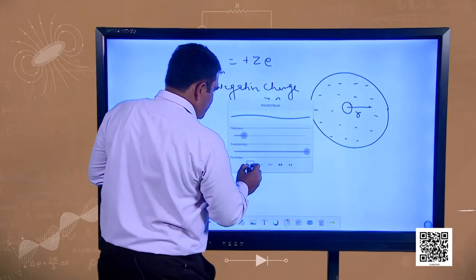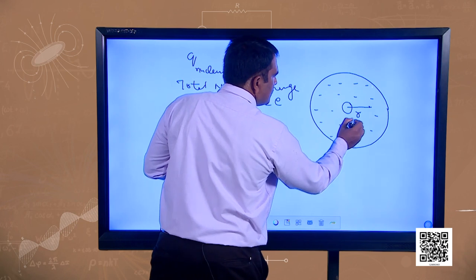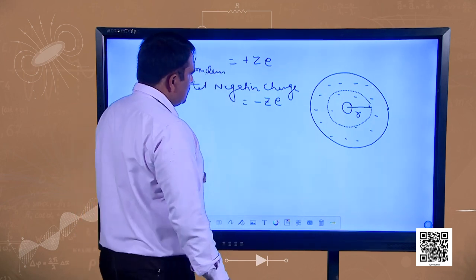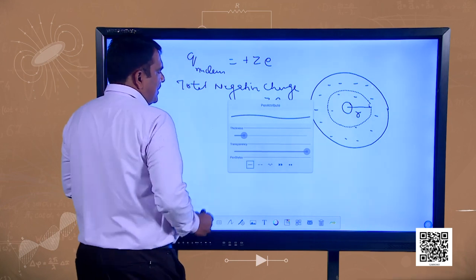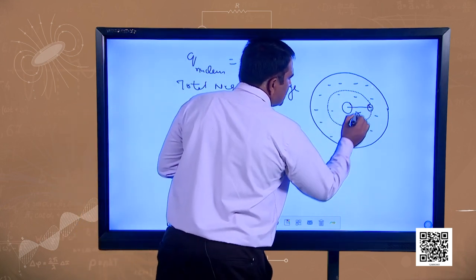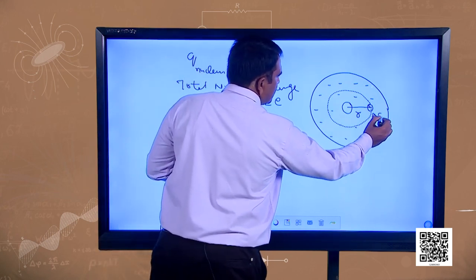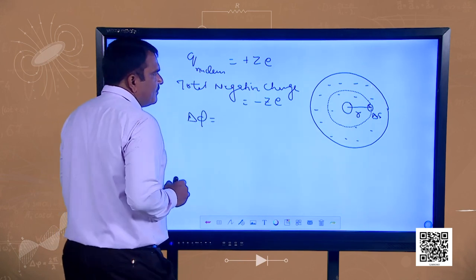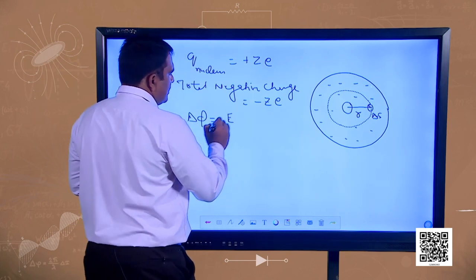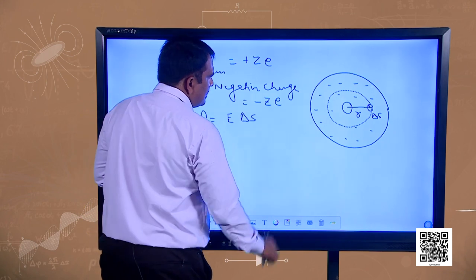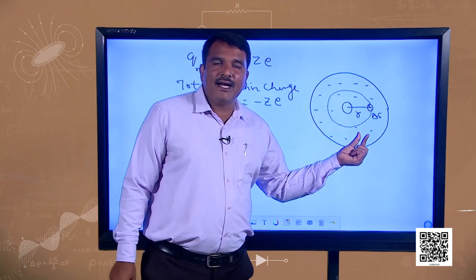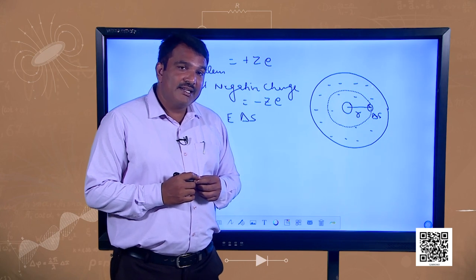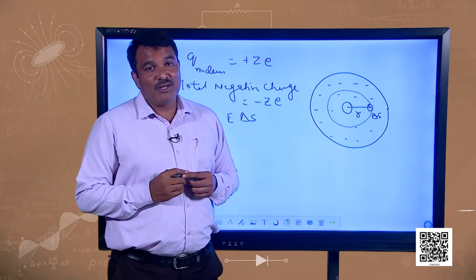So, our Gaussian surface is a sphere of radius small r. So, first let us cut small area element delta s from this Gaussian surface, and the electric flux through the small area element delta s will be E delta s. It should be E delta s. Now, what should be the angle between electric field and area element? It should be 0. But why?